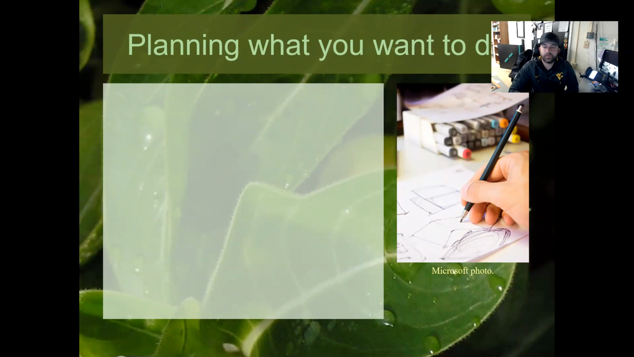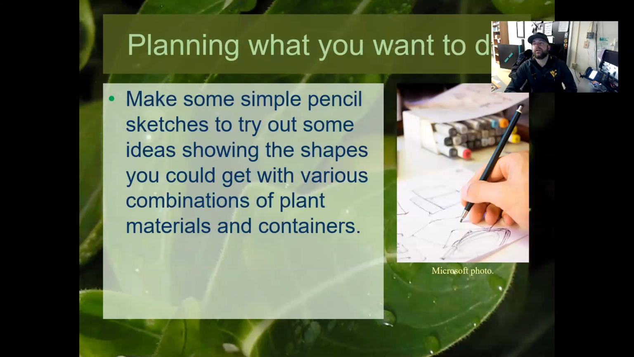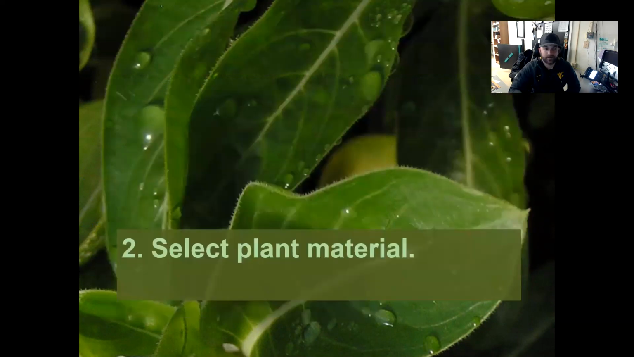So, planning what you want to do. Make some simple pencil sketches to try out some ideas showing the shapes you could get with various combinations of plant materials and containers. And this is a great thing to do because you don't want to just start out directly in flowers because flowers can get pretty expensive. A pen and paper is definitely a lot more inexpensive for this step.